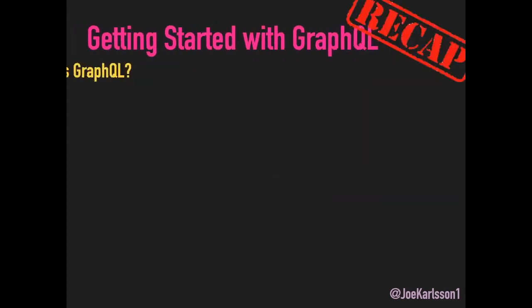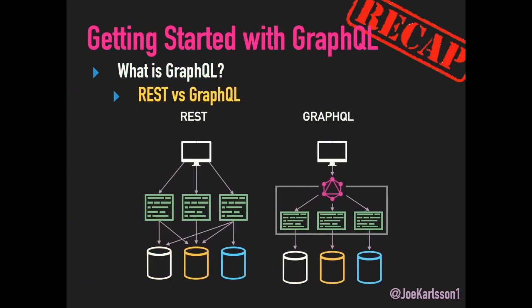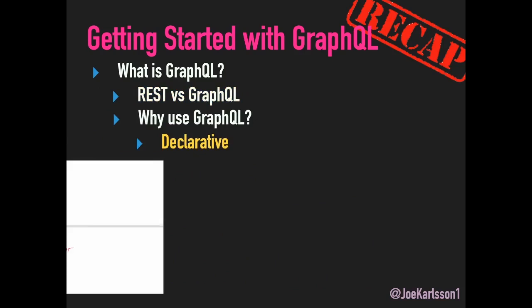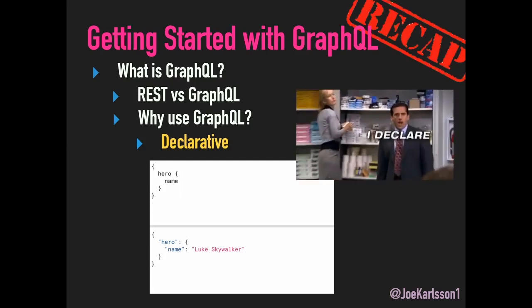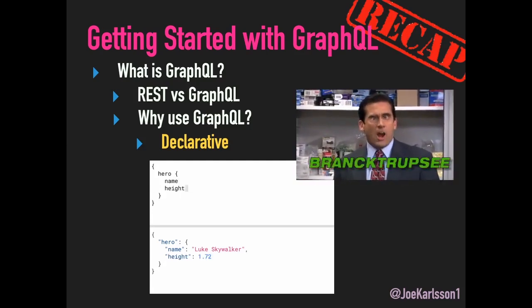Oh, okay, great. So what is GraphQL? This is what we covered, right? This little introduction. First thing we did here was we compared REST endpoints to GraphQL, right? We had those multiple round trips, and GraphQL is a single endpoint that goes and gets that data for us. We talked about why we should use GraphQL, and we talked about its being declarative. We just declare the data we need.